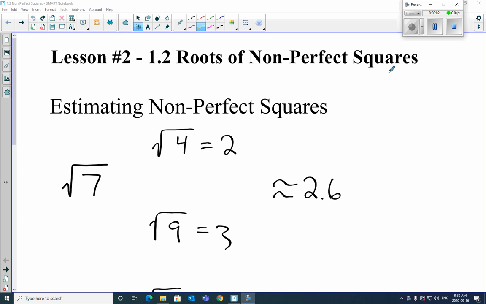Okay, so this is lesson 1.2, roots of non-perfect squares. We already covered this in the last lesson. This is kind of a reminder of it. So what we're going to do is we want to estimate non-perfect squares. And if you remember, perfect squares are the ones that when you take the square root of it, you end up with really nice numbers, no decimals, no fractions.